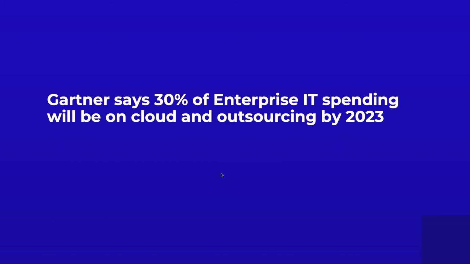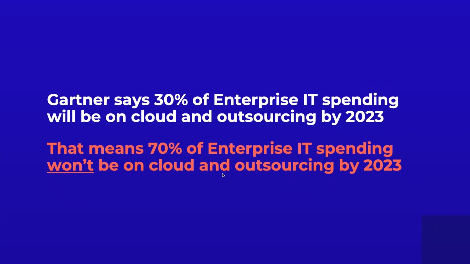But actually, Gartner themselves point out that although that 30% is growing very quickly, that does mean that 70% of enterprise IT spending will still be on-prem by 2023, and won't be on the cloud or spent on outsourcing. And of course, that's huge. So although there's a lot of buzz around the cloud and a lot of trends towards working out a cloud migration strategy, the vast majority of spending and workloads are still running on-prem.